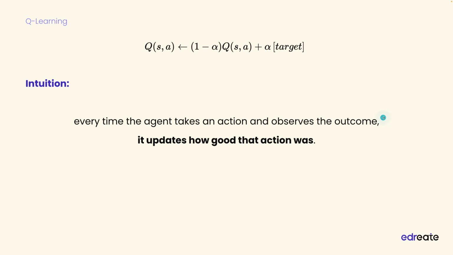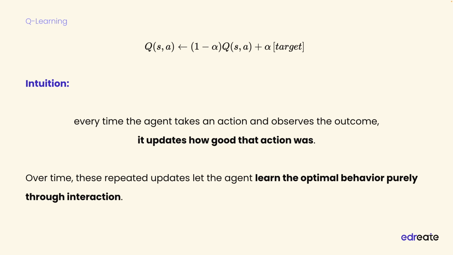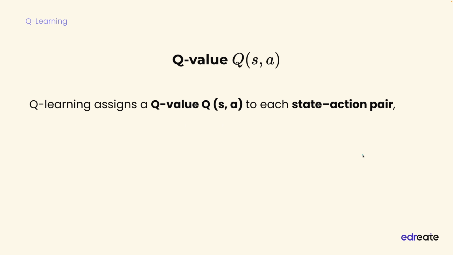So what's the intuition here? It's that each time an agent takes an action and observes the outcome, it updates its belief how good that action was. And over time, these updates help the agent learn the optimal way to act purely through interaction with the environment. Now let's talk about Q value.